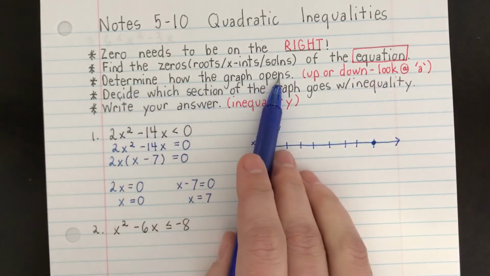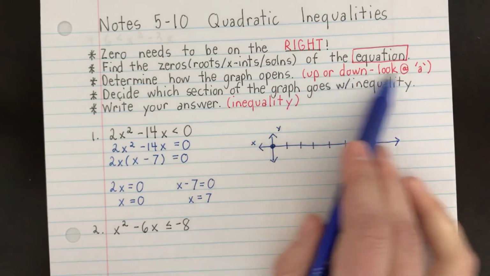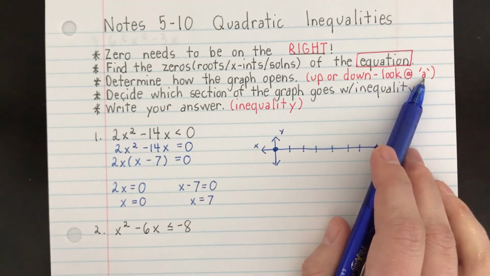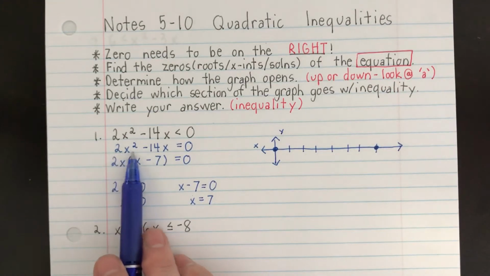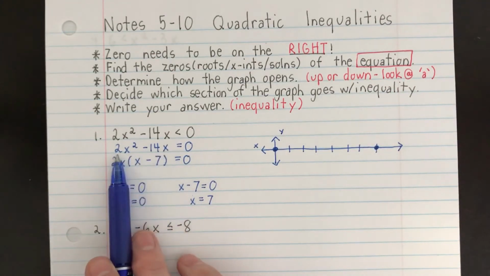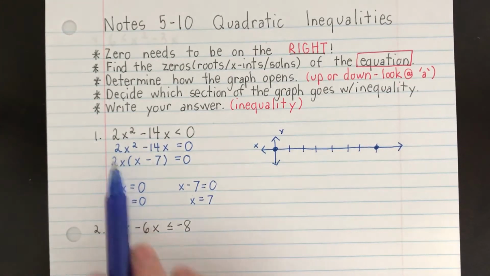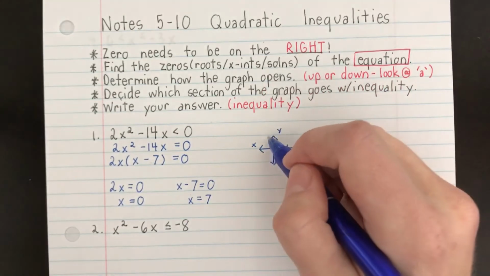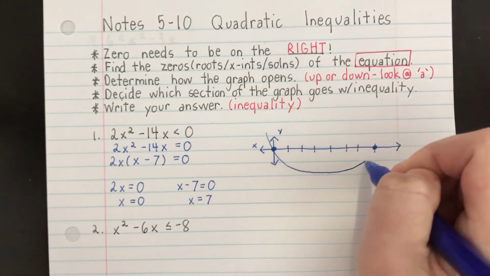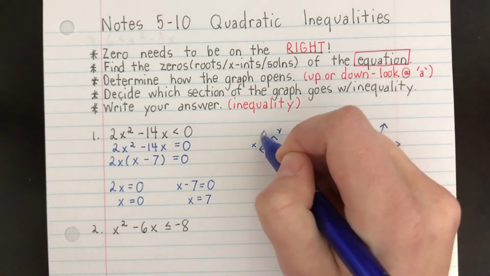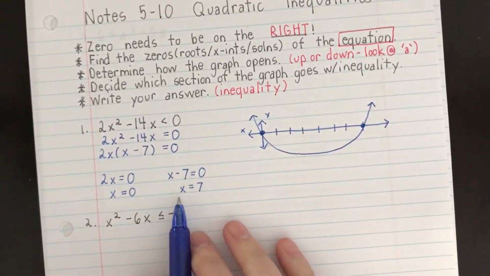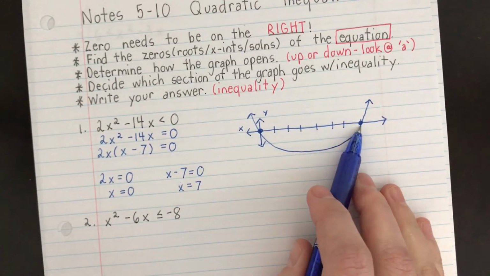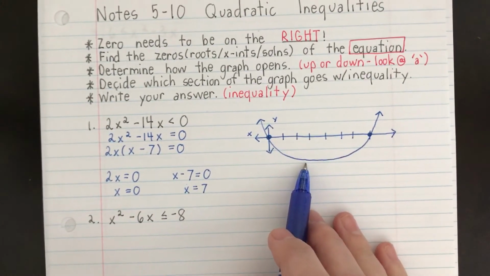Now I'm going to determine how the graph opens. Well, it's either up or down, and remember that's determined by A. All right, so how does this graph open if this is y equals 2x squared minus 14x? The A value is positive, so this graph will open up. So our graph would look something like this. And we don't know where the vertex is, and frankly, we don't care. For this type of problem, we just care where the zeros are and how the graph opens for now.